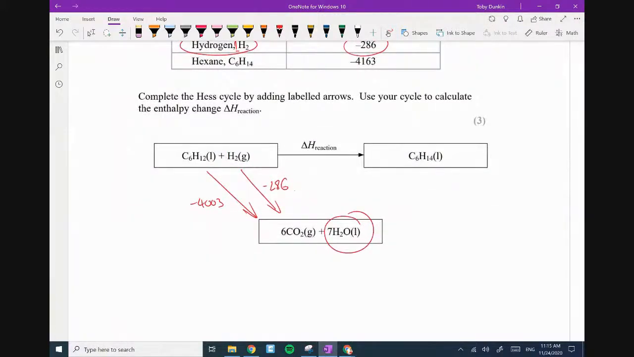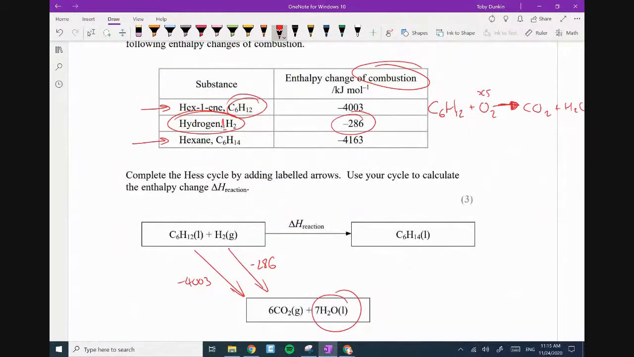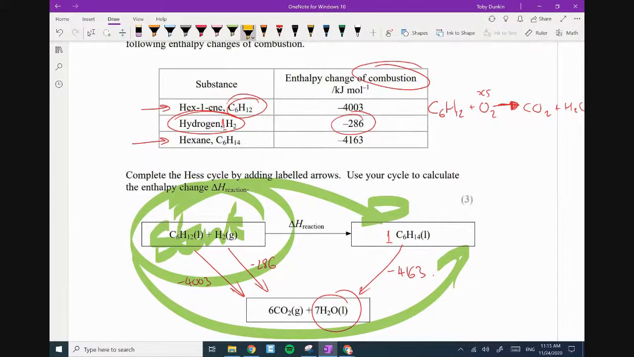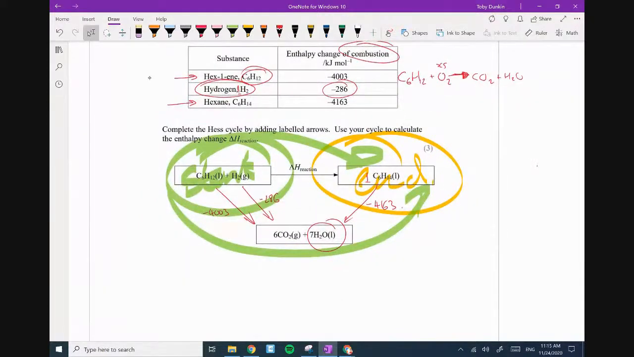I don't need to. The next thing is they've also given us the data for burning 1 mole of hexene. So we're going to burn that as well. And again, there's only 1 in the equation up the top, so I only need to apply that number. We realize the most important arrows in a Hess cycle: that way equals that way. Start at the same point and end at the same point. So the 2 most important arrows are there.